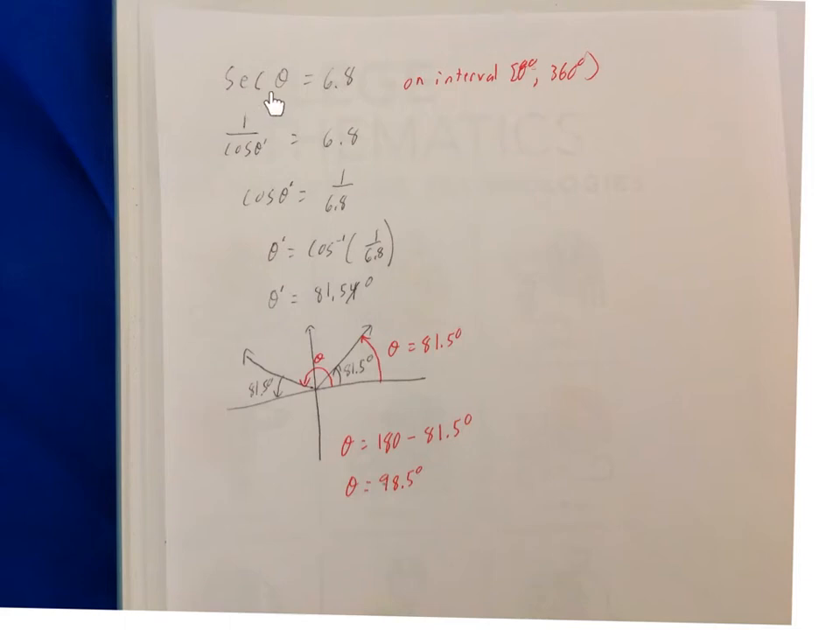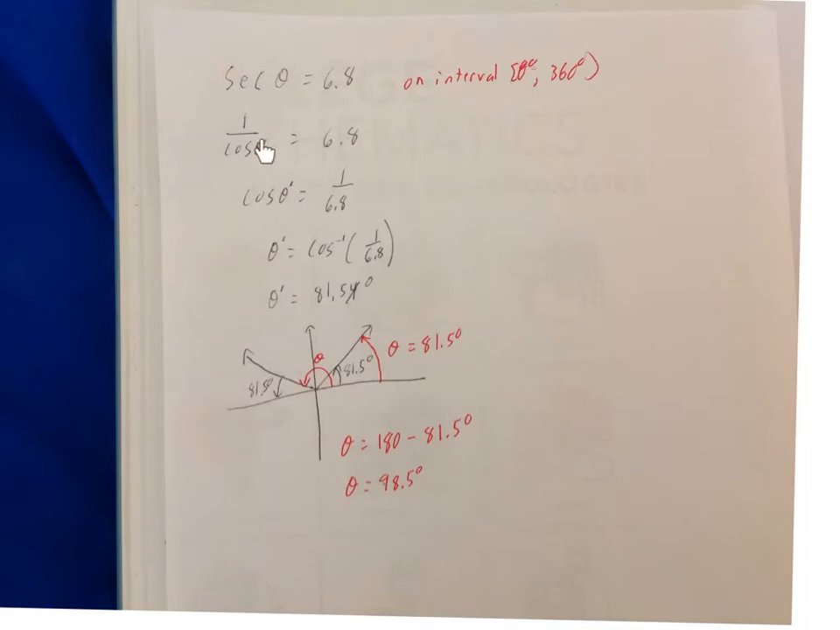You want to find the secant of theta equals 6.8 on the half-closed interval 0 degrees to 360 degrees. So you want to be in degree mode. Since it's on this interval, switch to reference angle, theta prime here. Secant of theta is the same as 1 over cosine theta, and I'm switching to reference angle.